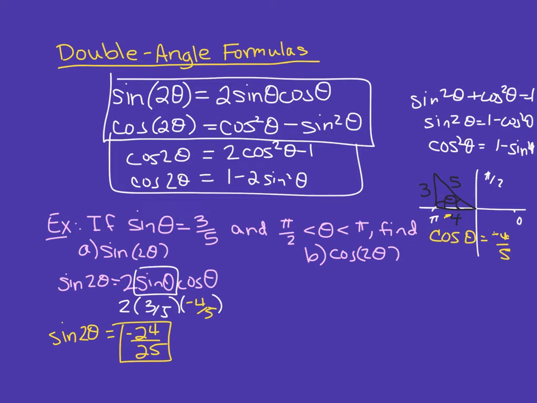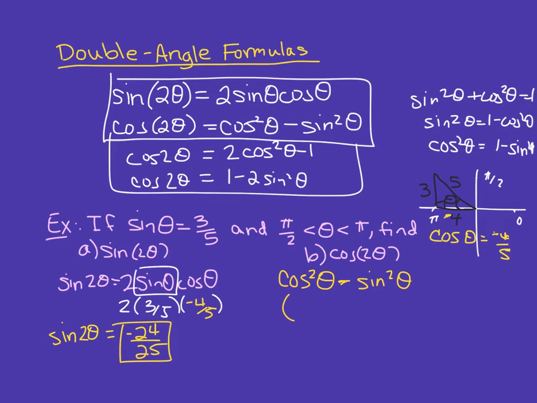Now for cosine of 2 theta, we actually have 3 formulas. You can use any of the 3 that you like. I will use the first one, although I do think that the bottom 2 might be slightly easier because you have fewer things to substitute in. But use whichever one you like the best. I like the top one the best. I think it's easiest for me to remember.